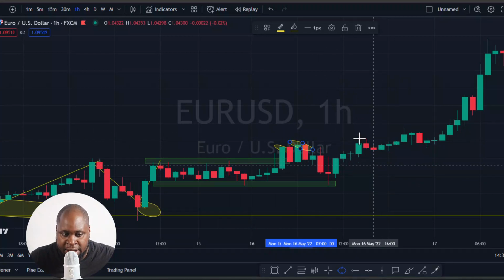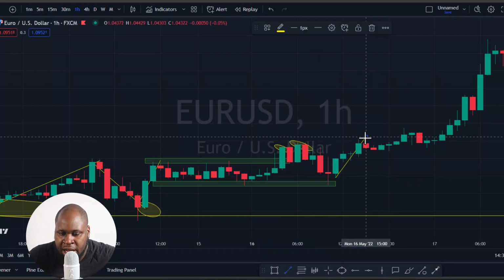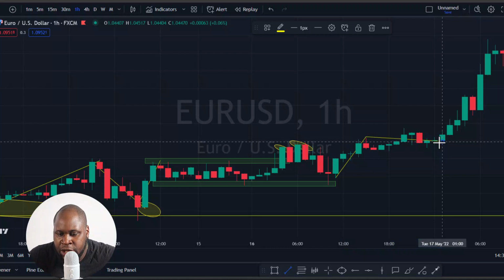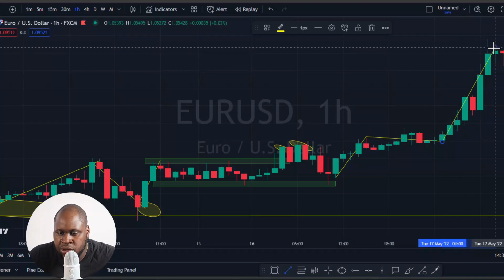continued to the upside. So as price goes to the upside, again, it starts to correct itself just a bit more, right? Very small correction over here. And then we have a huge continuation to the upside.